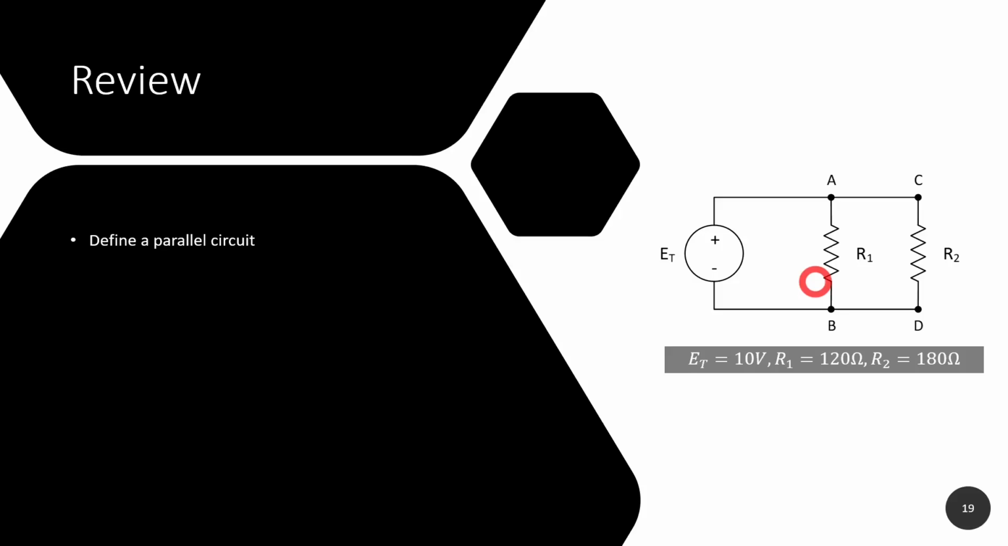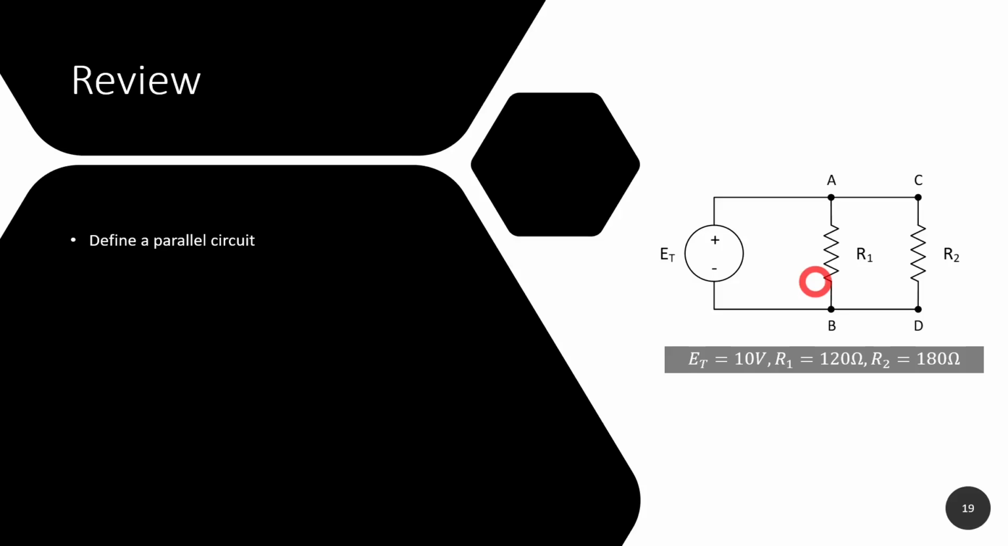Define a parallel circuit. So if you want to pause and then come back. Okay, so a parallel circuit, we can define it multiple ways. It is a current divider. It has multiple paths for current to flow. That's why it's called a current divider. Each component experiences the same or source voltage. So the voltage is the same across all of those.